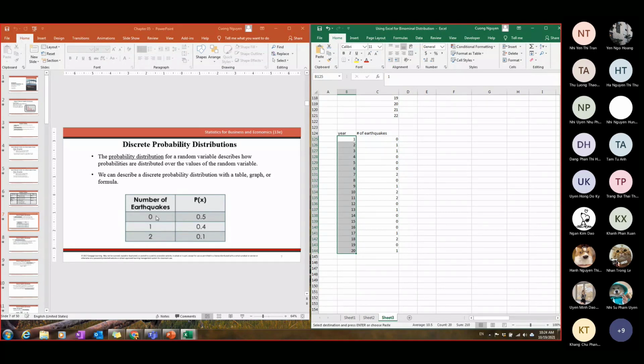Now let's go and generate for a table like this. How we gonna do it? Anyone remember? How are we gonna do it? Anyone? Uyên Nhi?